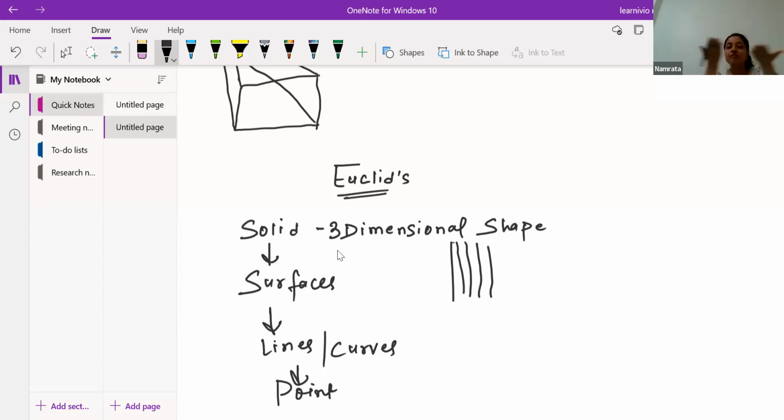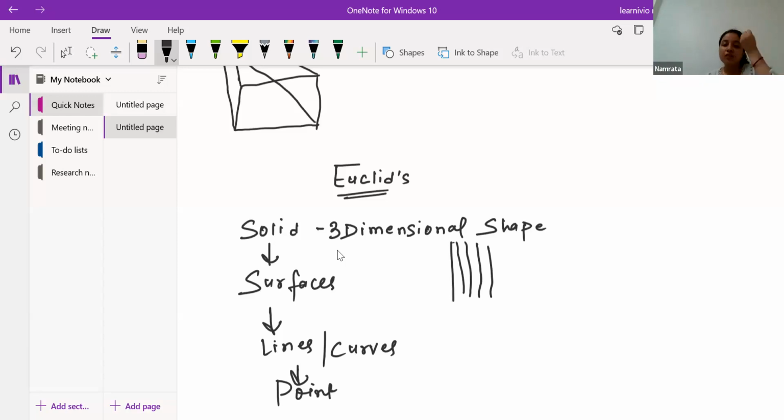But if you take a very flat surface, a page, and drop a glass of water on that page, it will flow, right? So that is not a solid. That is not a three-dimensional shape. Solid in physics is a different thing. Solid in mathematics is a different thing.